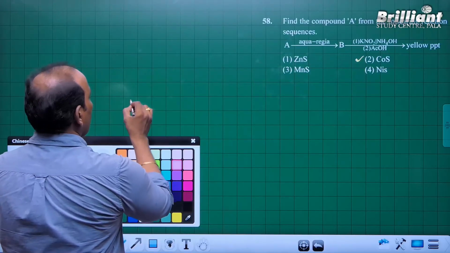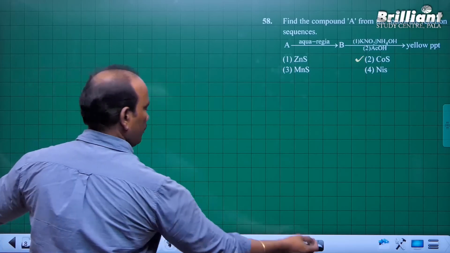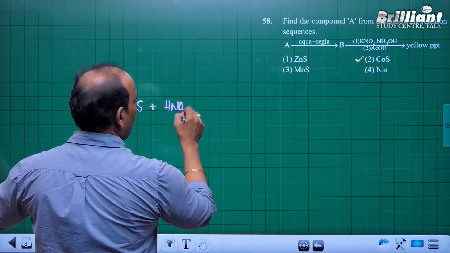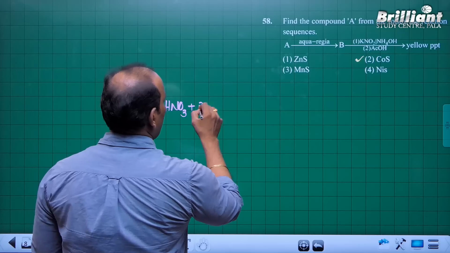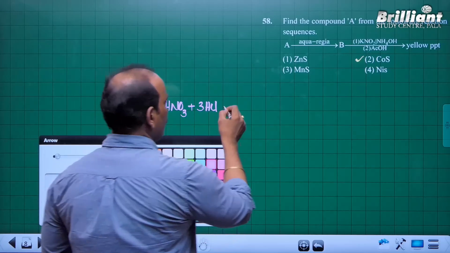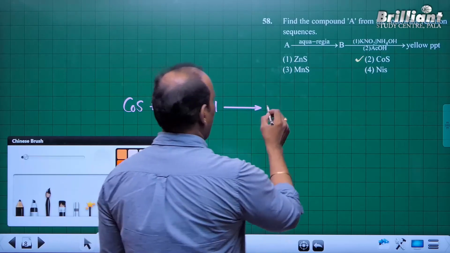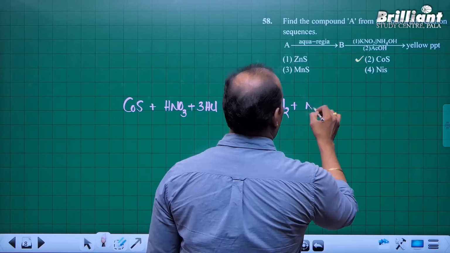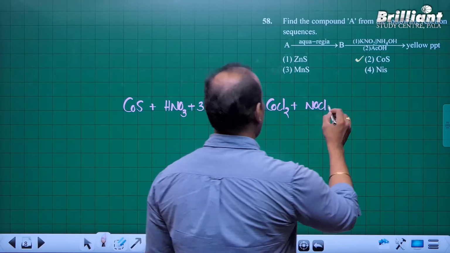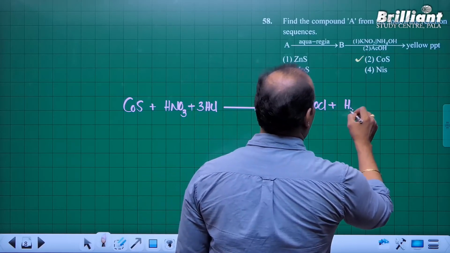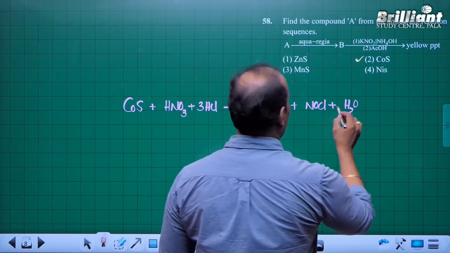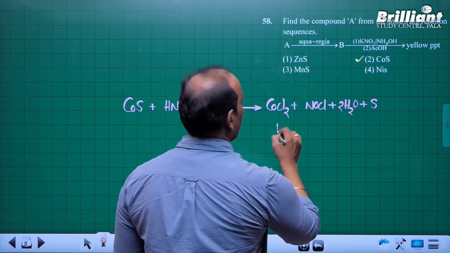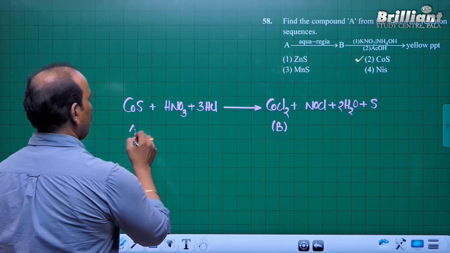Then CoS, cobalt sulfide, in aqua regia, HNO3 plus 3 HCl, gives rise to CoCl2 plus NOCl, nitrosyl chloride, plus H2O. How many hydrogens are there? Here 2, plus sulfur. This is the first step. So this is B. This is A.